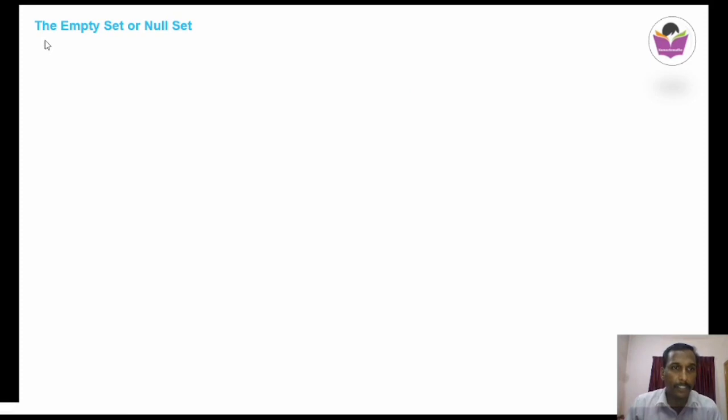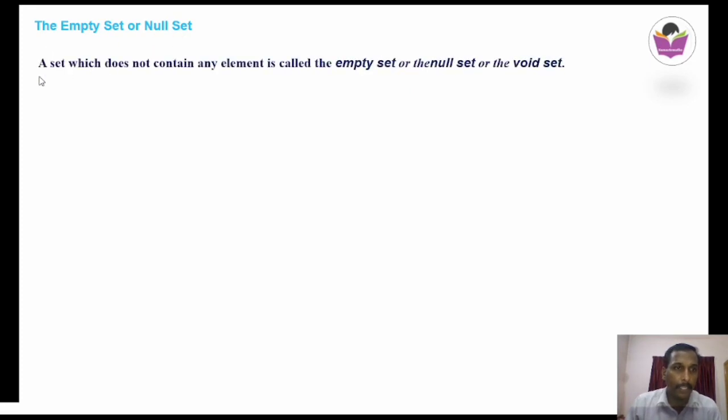First of all, let's discuss the empty set or null set. A set which does not contain any element is called the empty set or null set, or we can call it a void set. If there is no element, that means the number of elements inside the set will be 0. Such sets are called empty set, null set, or void set.